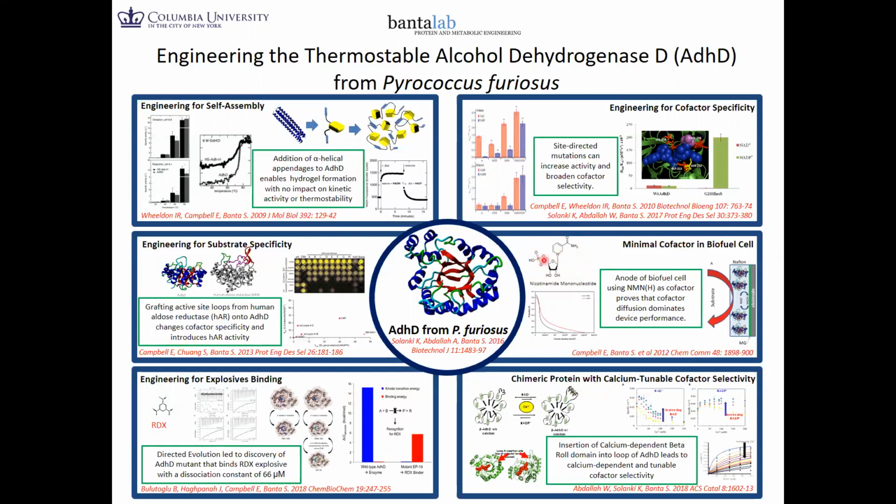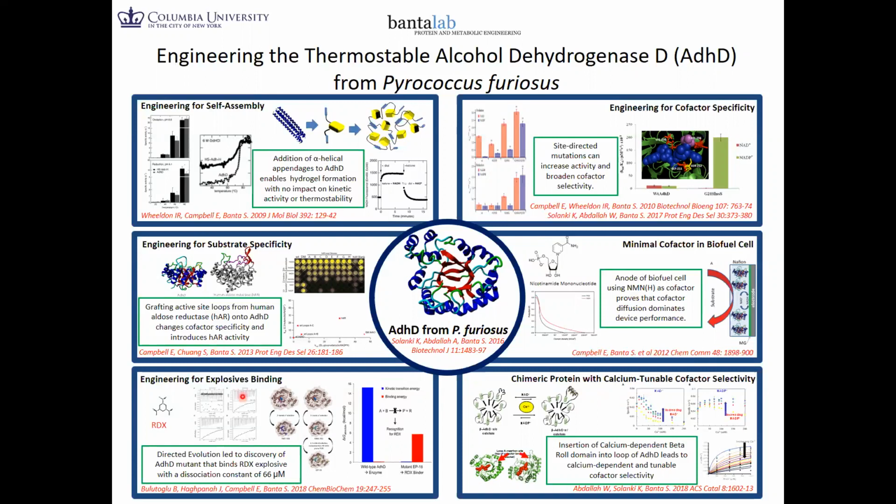This is nicotinamide mononucleotide, and we explored how using the minimal cofactor improves the performance of biofuel cell devices, where we get big improvements from being able to use a smaller cofactor, which has a higher diffusivity. We've done some other protein engineering work where we've tried to graft the activity of one enzyme onto this thermal stable scaffold. So we can take loops from a human enzyme and put them in our thermal stable enzyme, and we can see how that can give us alternative activities.